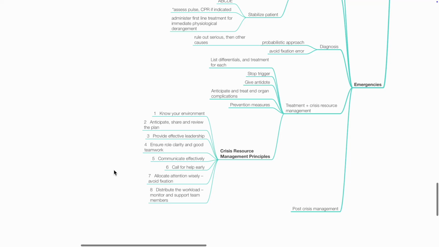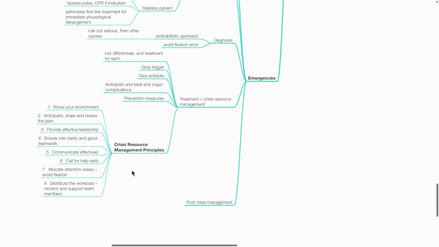effective leadership, ensure role clarity and good teamwork, communicate effectively, call for help early, allocate attention wisely, avoid fixation, and distribute the workload, monitor and support team members. Last but not least, post-crisis management. Communicate with ICU team early if ICU care is needed after the crisis.